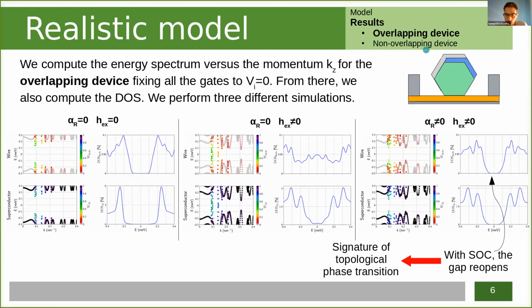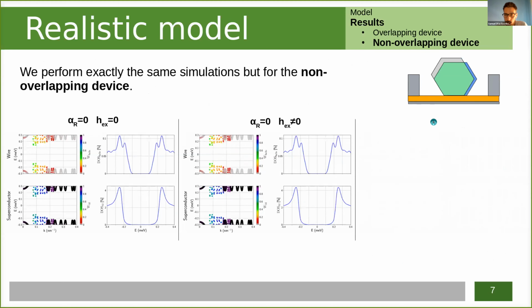Okay, now we understand how the overlapping device works. Let's move on to the non-overlapping device. We compute exactly the same simulations as before. So for the case where there is no spin-orbit coupling or exchange field, we see more or less the same features. But when we turn on the exchange field, what we see is that more or less nothing changes.